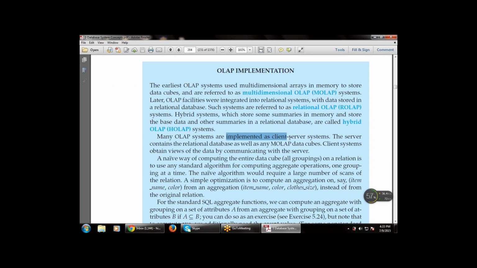Many OLAP systems are implemented as client-server systems. So there is a client and there is a server. The server is a main computer that provides the instructions to the client.